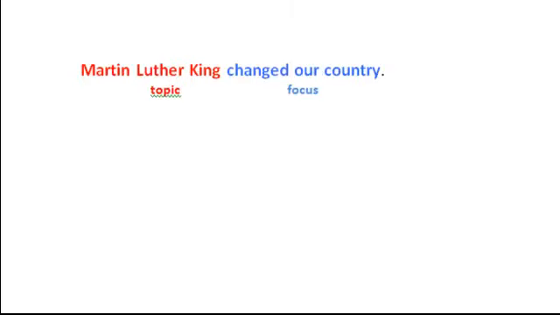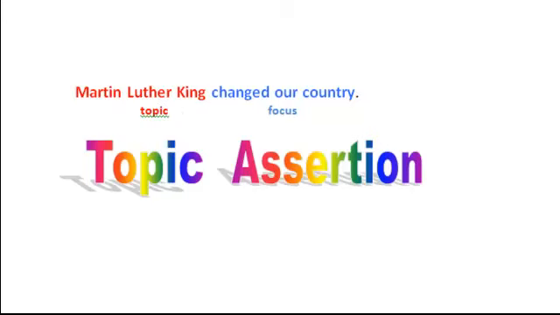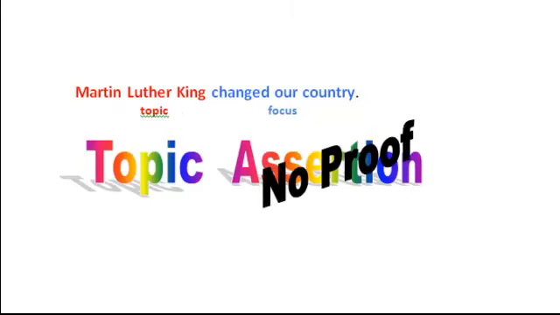Let's look at another one. Here's our topic, Martin Luther King, and here's our focus that he changed our country. Let's see how we can improve that, and let's see if we have the parts we need. Here we have that Martin Luther King is our topic. We have an assertion that he changed our country. We're offering no proof that he changed our country. So those three pieces are in place.